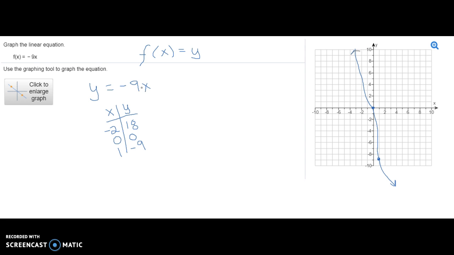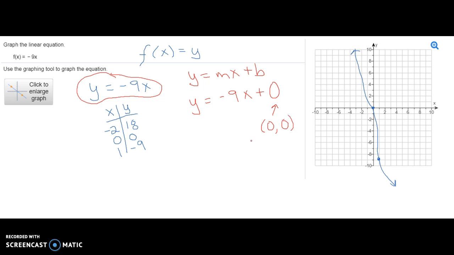Another technique to use is noticing what form the equation is in. This is called y equals form. And this is your slope-intercept form. So this is y equals mx plus b. Notice you don't have a plus b. So what you have is negative 9x plus 0. That's your starting point. 0, 0. That's your y-intercept.